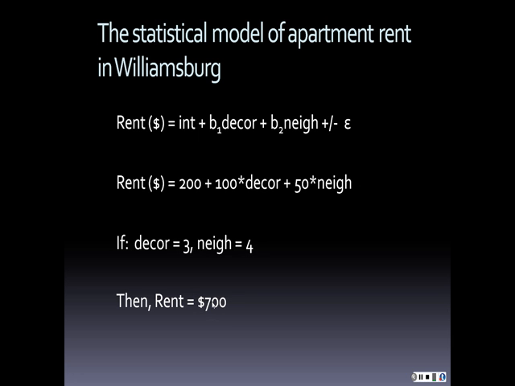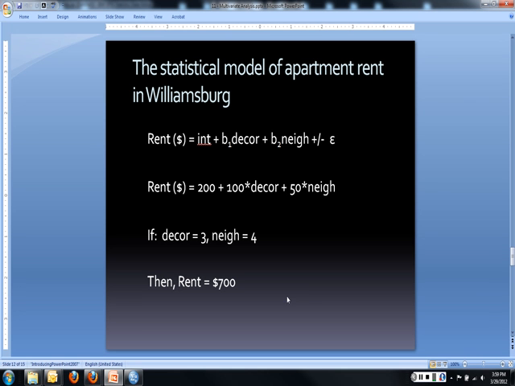I say somewhere around 700 because this formula would suggest 700, but we know that there are probably other factors that come into play as well. But that's how we actually use the coefficients that we get from regression analysis to make specific predictions. So let's go ahead and look at a couple of examples.